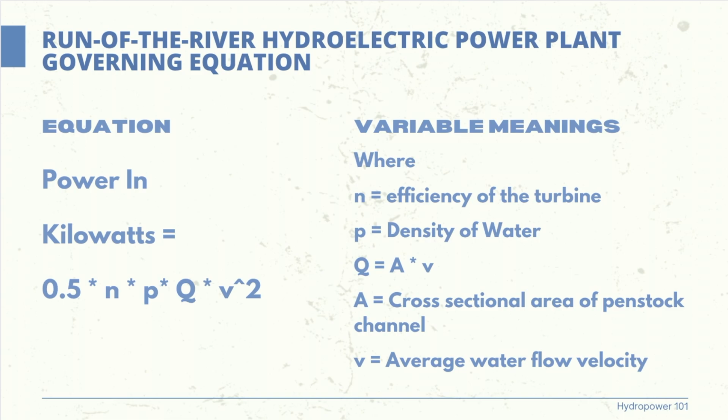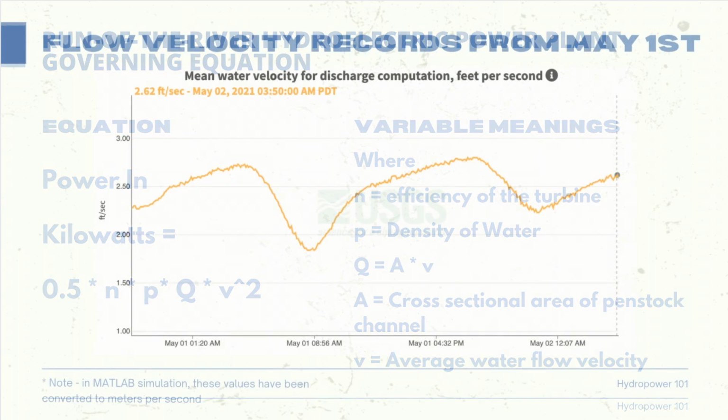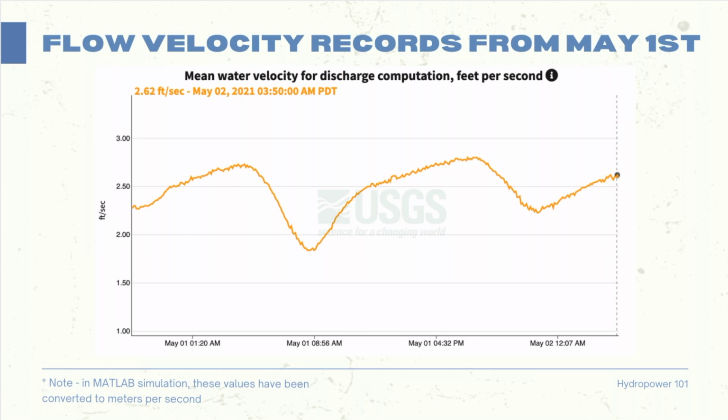A run-of-the-river hydropower plant has an equation used for power output. This equation is 1/2 times eta rho Q v squared. Eta is the efficiency of the turbine, rho is the density of water, v is the flow velocity, and Q is A times v, where A is the cross-sectional area of the penstock flow channel. Flow velocity changes second by second, so it is the quantity that will have the most effect on the power output. This meant that it was important to have quality data about the flow velocity of the Columbia River, the river the John Day Dam is located on.